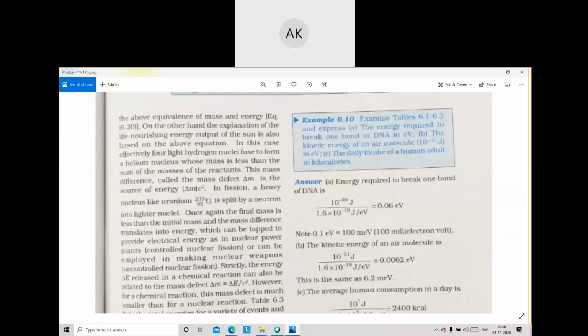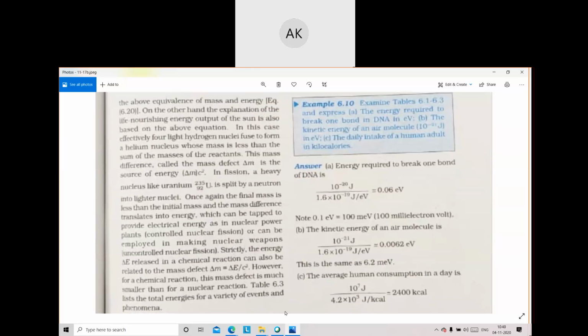It is split by a neutron into lighter nuclei. This is a heavy nucleus. When it is hit by a neutron, it splits into two lighter nuclei, barium and krypton. Such lighter nuclei are formed. Uranium is the reactant, and barium and krypton are the products, lighter nuclei. And neutrons also are there.